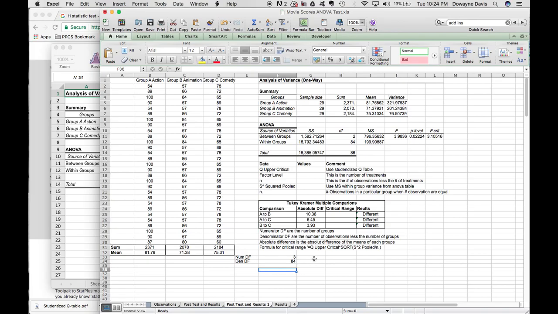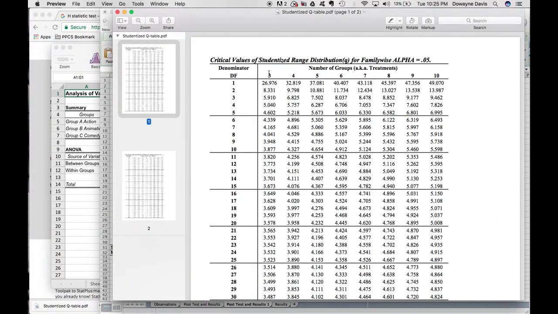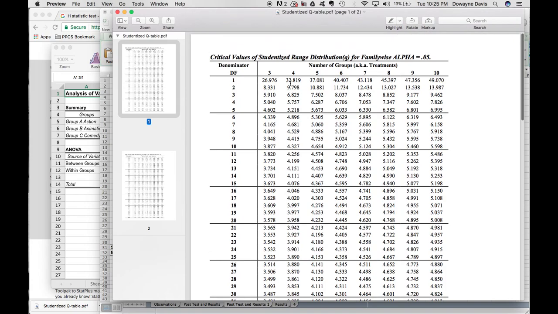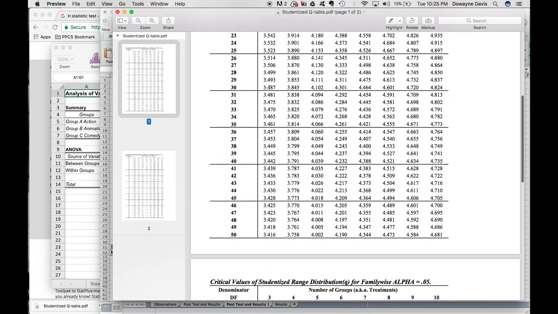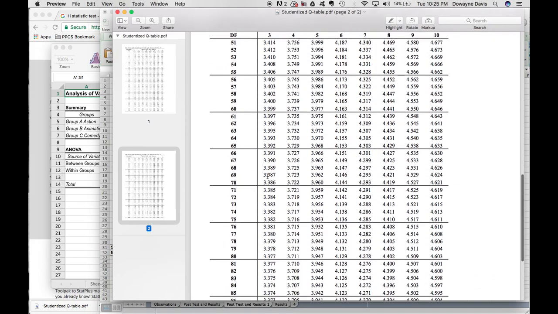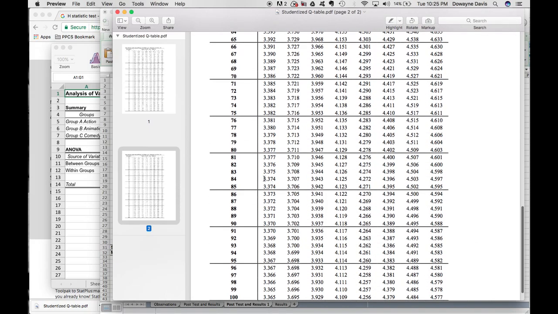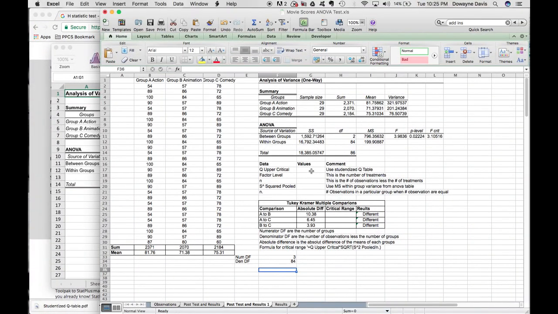With that information, I'm going to use my critical values of studentized range distribution table to find my Q critical value. My numerator degree of freedom is here, so I'm going to find the column associated to 3, and go down to 84, which is my denominator degree of freedom, and find the associated Q critical value, and that is 3.374. I'm going to plug it into my table.